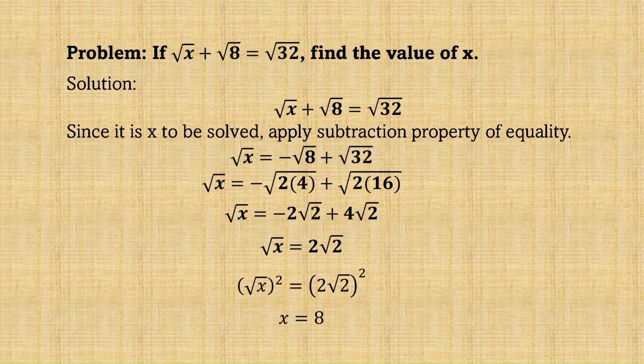Since the terms at the right side of the equation are similar, they can be added, giving us the square root of x equals 2 times the square root of 2. Since both sides are radicals, let us square both sides, giving us x equals 8.